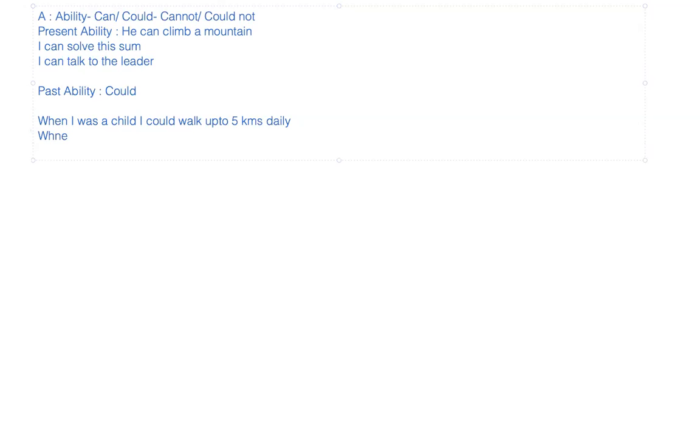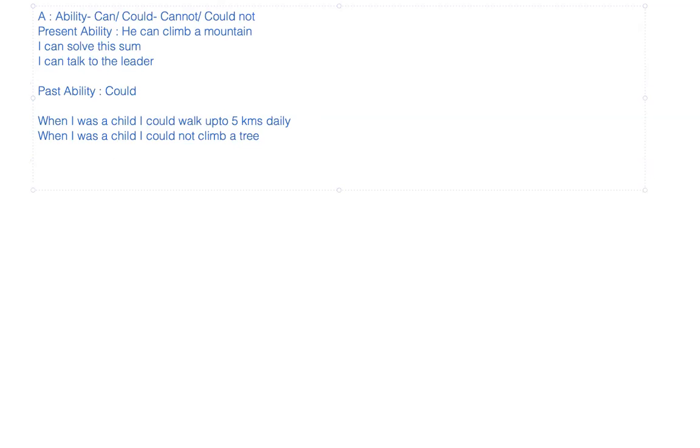Like, when I was a child, again I would use the same example, I could not climb a tree because I didn't have the sufficient strength to climb a tree, so I could not. So that's how we would use the negative part of it, and positive would be used like this. Past ability and present ability. And then I guess this is all in the ability part.